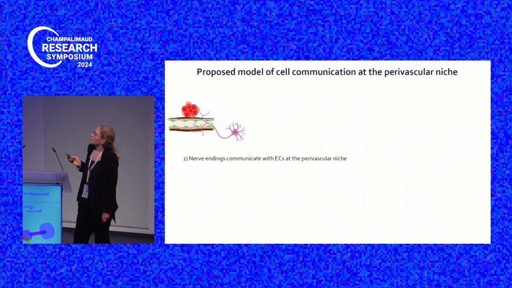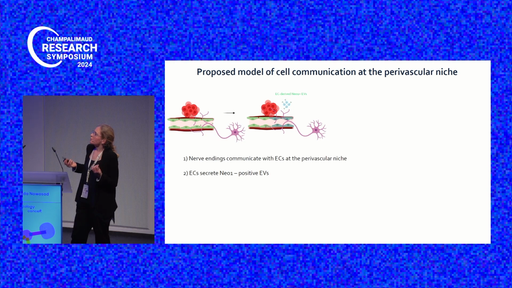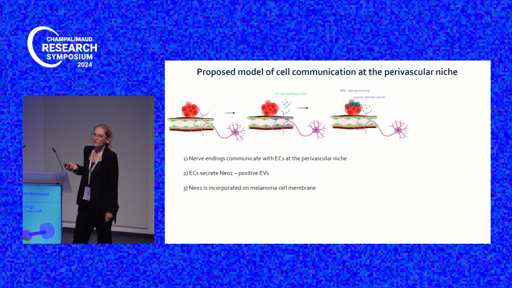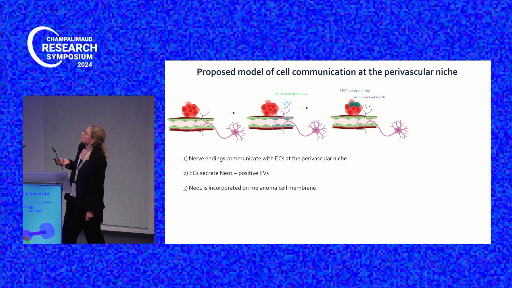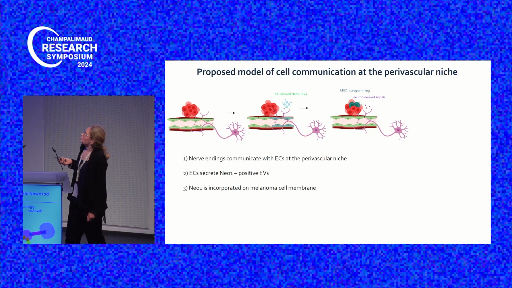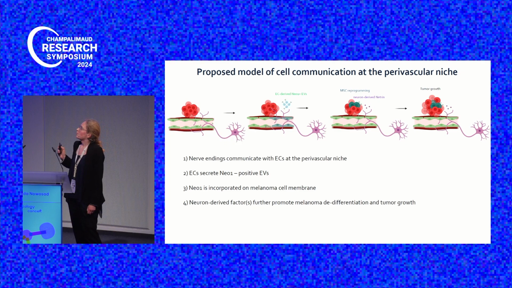So right now, our working model is that nerve endings communicate with endothelial cells at the perivascular niche, and this increases the secretion of EVs by endothelial cells, and those EVs contain the neogenin receptor, which helps to reprogram melanoma cells into a more differentiated phenotype, and this also increases the responsiveness of melanoma cells to neurons, and in consequence further reprograms them into melanoma stem cells.